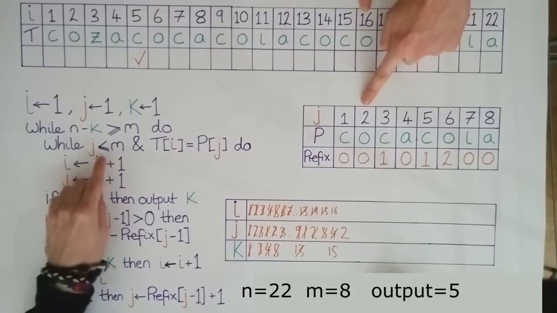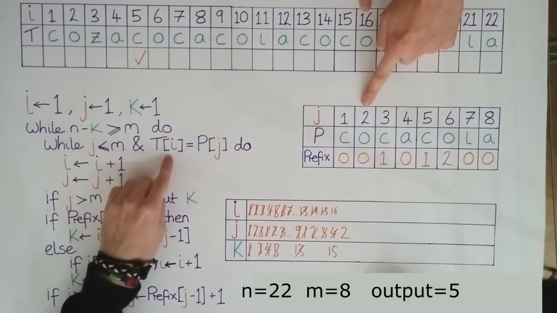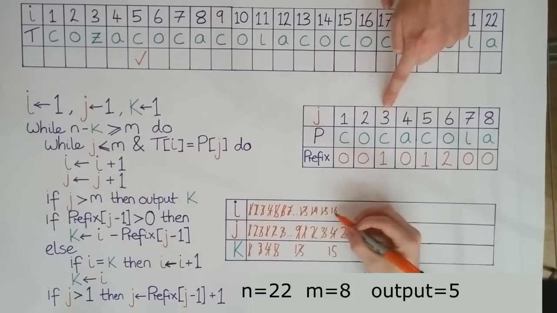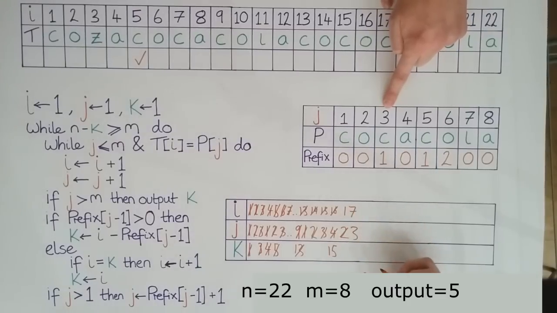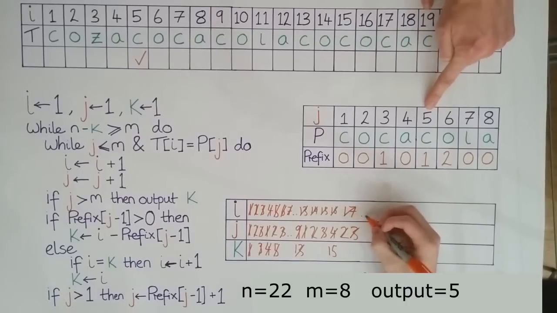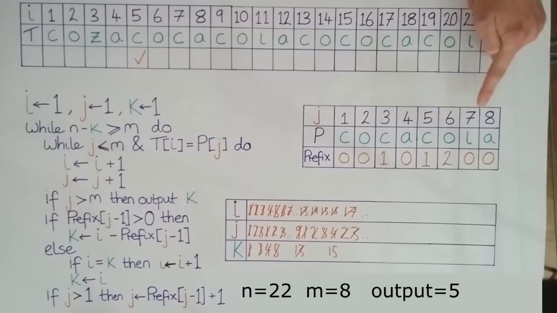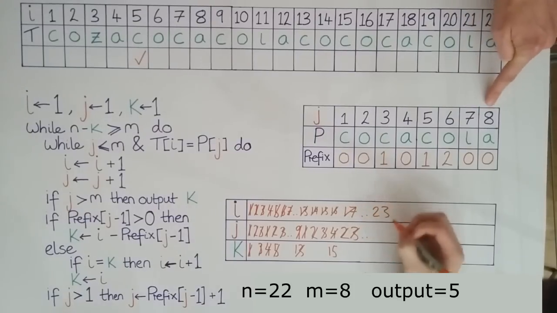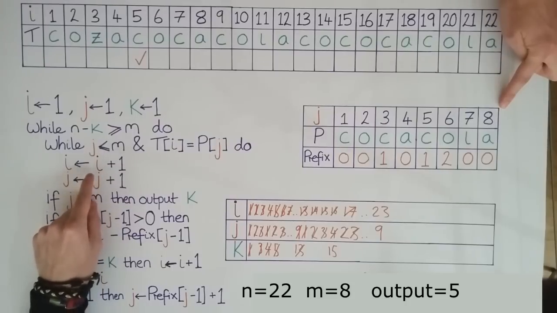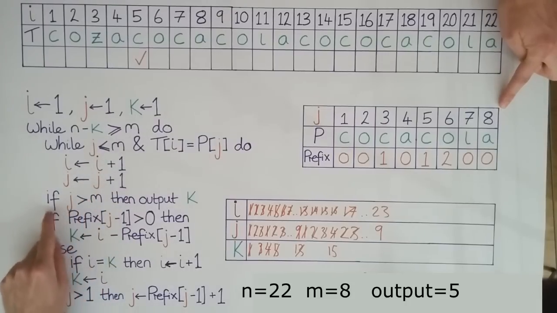Now, we compare t of 16 to p of 2, and that's a match, so we increase i and j by 1. And again, t of 17 matches p of 3. And this continues until i is equal to 23 and j is again equal to 9. At this point, we break out of the loop as j is greater than m, and since j is greater than m, we output k, which is 15.